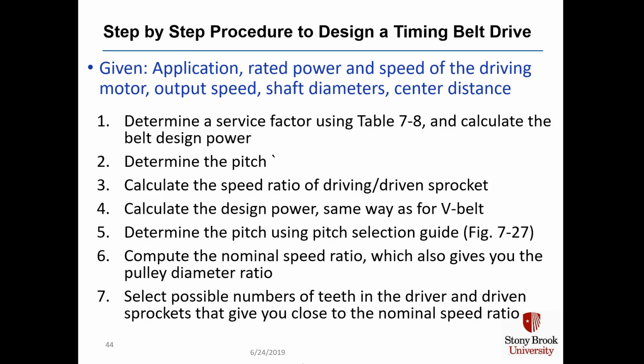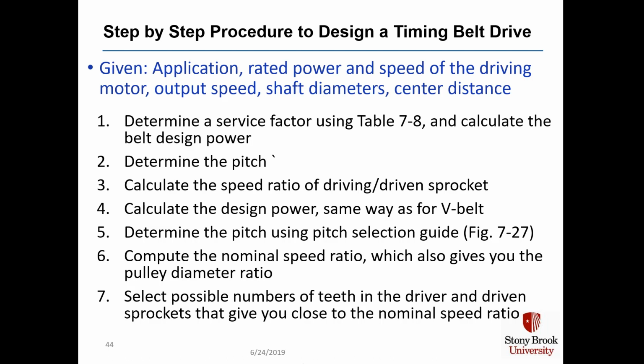Here's a step-by-step procedure to design a timing belt drive. If you're given the application, rated power and speed of the driving motor, output speed, shaft diameters, and center distance, follow this procedure and you will be able to select the proper timing belt and sprockets. In step 1, we determine a service factor using Table 7-8 and calculate the belt design power. We then determine the pitch and calculate the speed ratio between the driving and the driven sprocket. We calculate the design power in the same way as for V-belts.